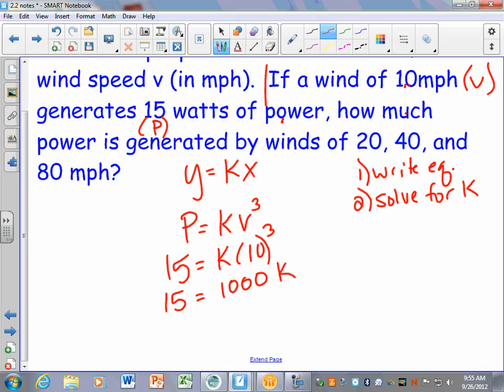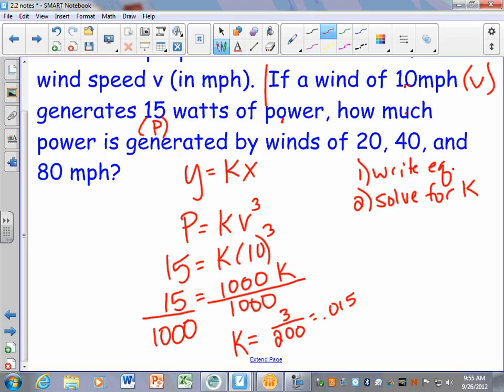1,000. 10 squared is 100, 10 cubed is 1,000. So I'm going to divide by 1,000. And I'm going to get that k equals, if I divide that by 5, that would be 200, is that right? Or 0.015, if I would do that. You know me and my decimals. Yeah, it's the same thing, whichever one you want to use.